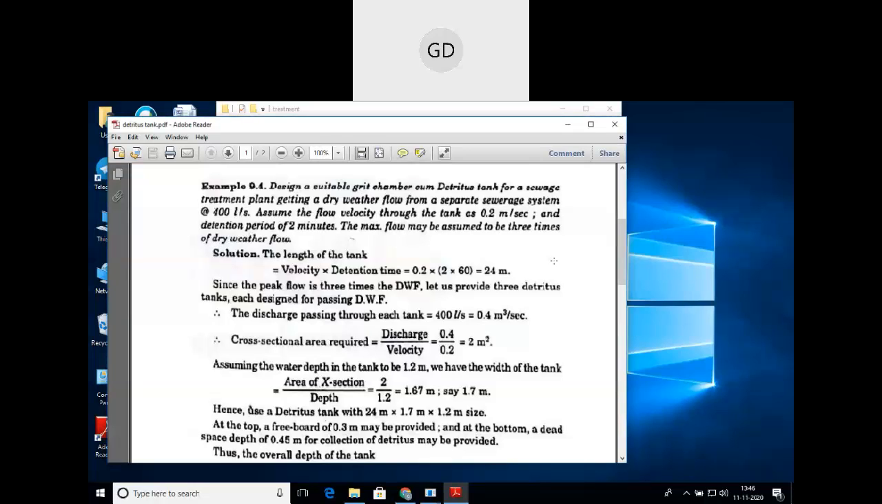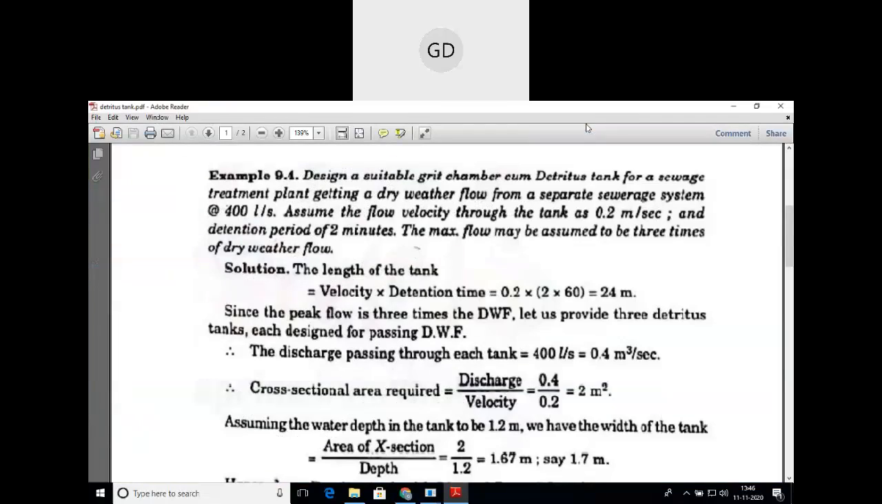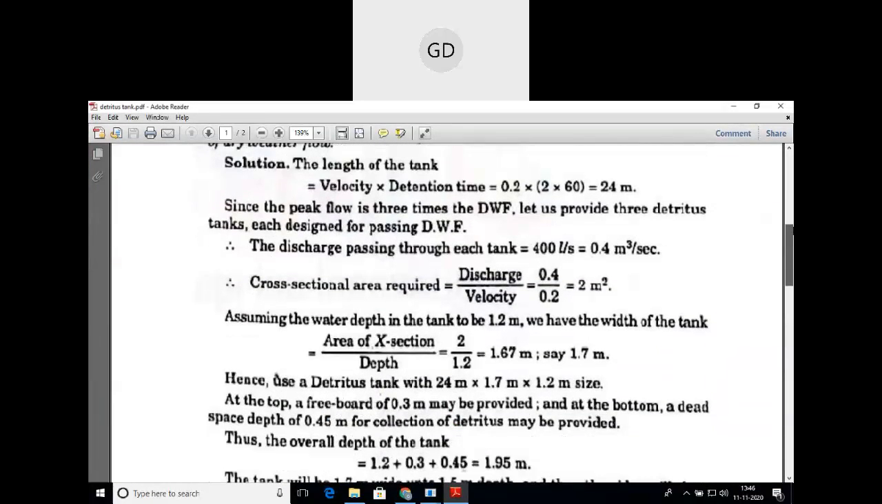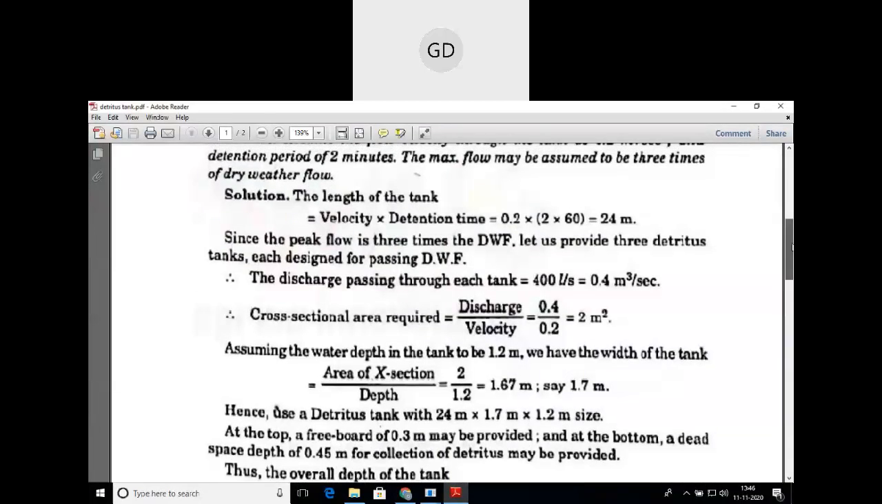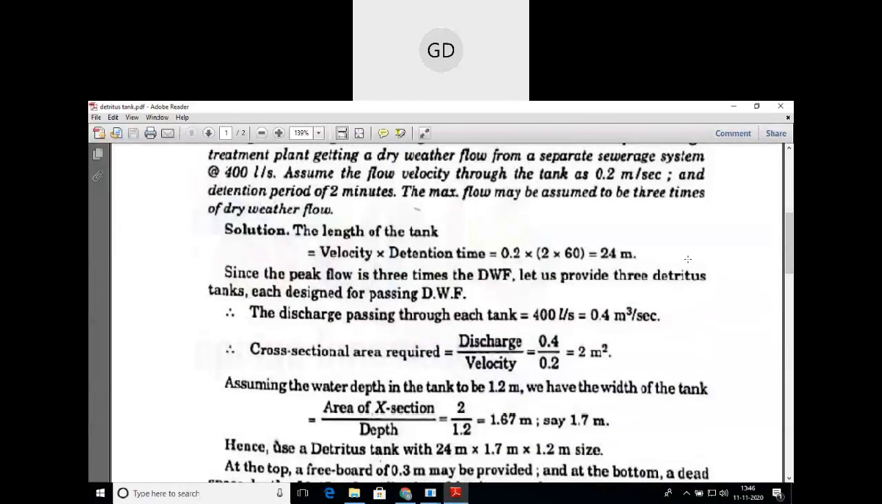For the detritus tank, the length is velocity into detention time. As we have done for the aerated grit chamber and the grit chamber, the formula is the same. The velocity is given as 0.2, and the detention time is 2 minutes, which they have converted to seconds. So the length they got is 24 meter.